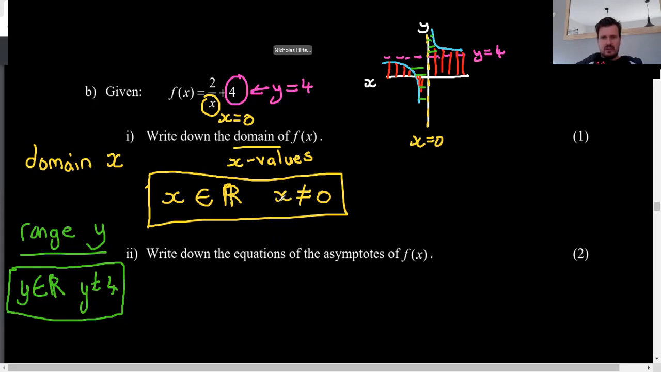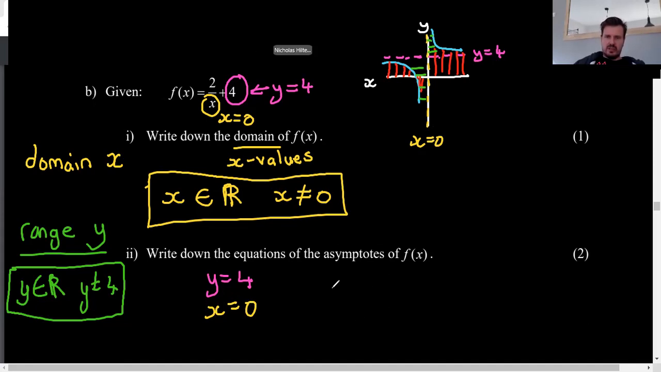Okay, we've already done question 2 now. Equations of the asymptotes are y equals 4, and what's the other one? x equals 0. Yes, excellent. There's our two asymptotes.